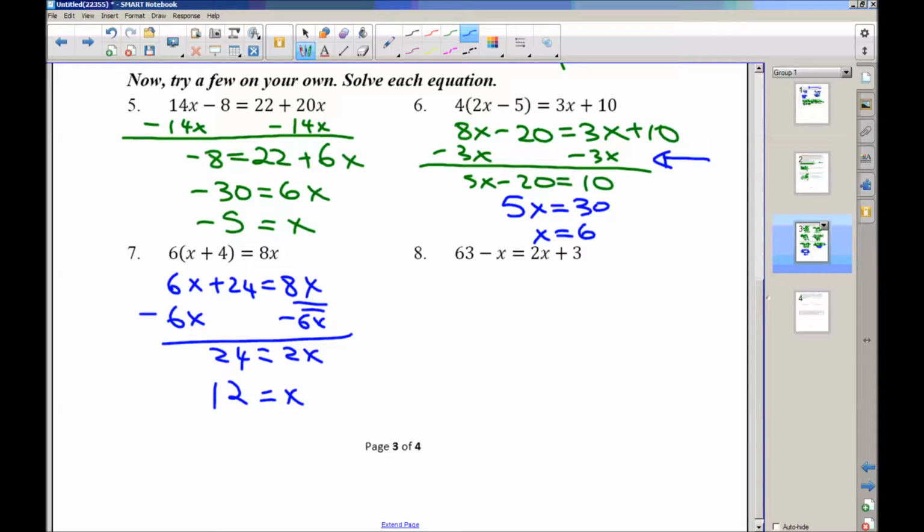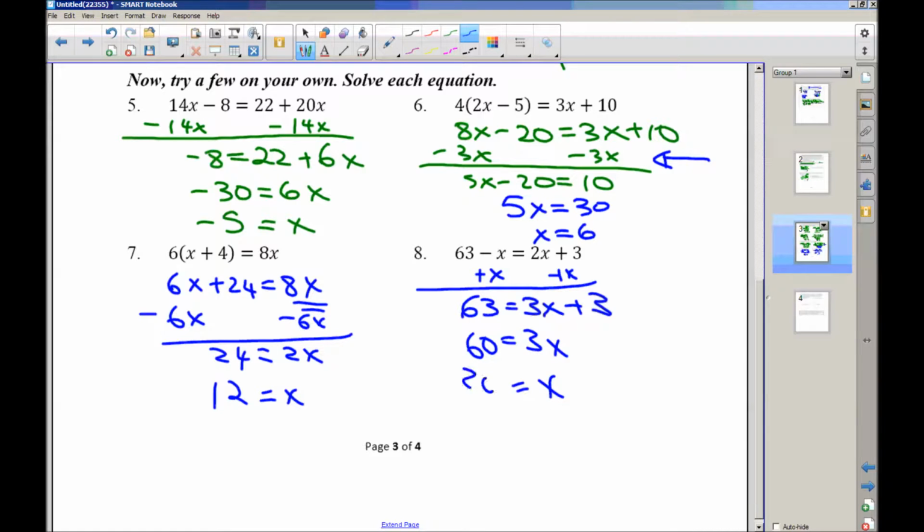Our last one, we have 63 minus x, that's simplified. And 2x plus 3, that's also simplified. So I'm going to do plus x to both sides. This will give me 63. And 2x plus x is 3x. And then we've got the plus 3 still over there. Subtract 3 from both sides will give me 60. And then divide by 3 on both sides to get 20.